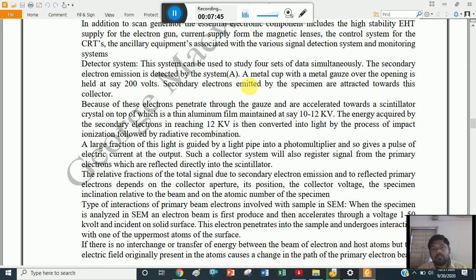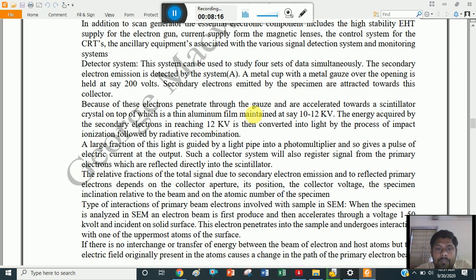Once a beam of electrons is incident on the surface of the sample, those electrons penetrate into the sample up to certain micrometers. Then those electrons may be diffracted or scattered, and they are captured by those metal cups or metal gauges. Those are the secondary signals which give us information about the surface of the sample up to a certain depth.